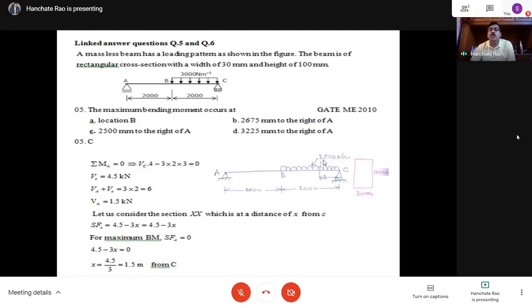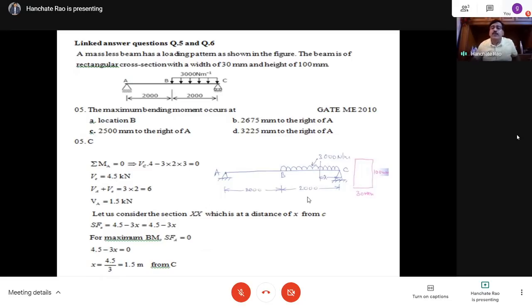VA plus VC is equal to total downward load. So 3000 into 4, 12,000 newtons. So that is the total load. Not 12,000. Sorry, total downward load is only 3,000 into 2 meters, 6,000 newtons, or 6 kilonewtons. So that is why VA is 1.5, VC is equal to 4.5.